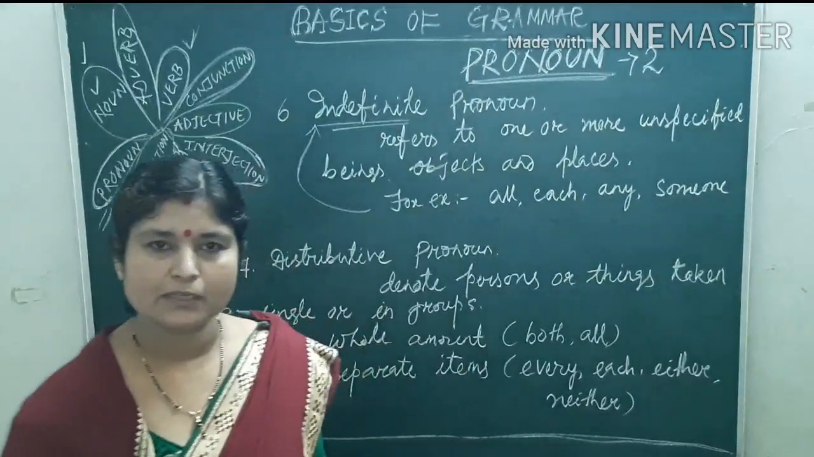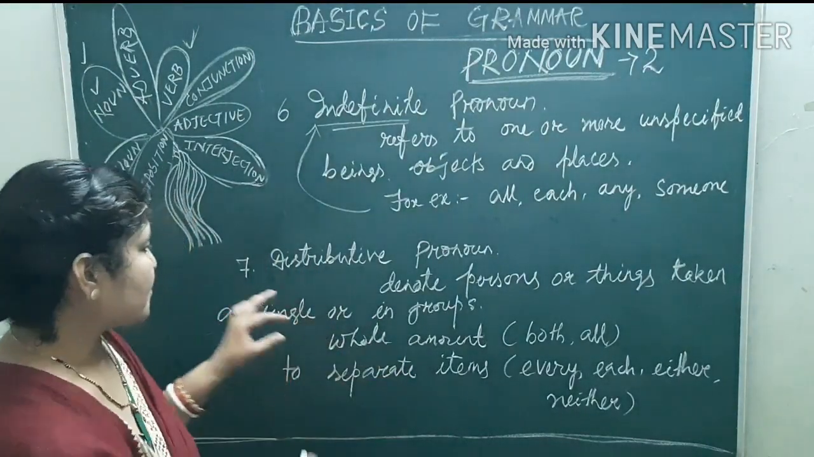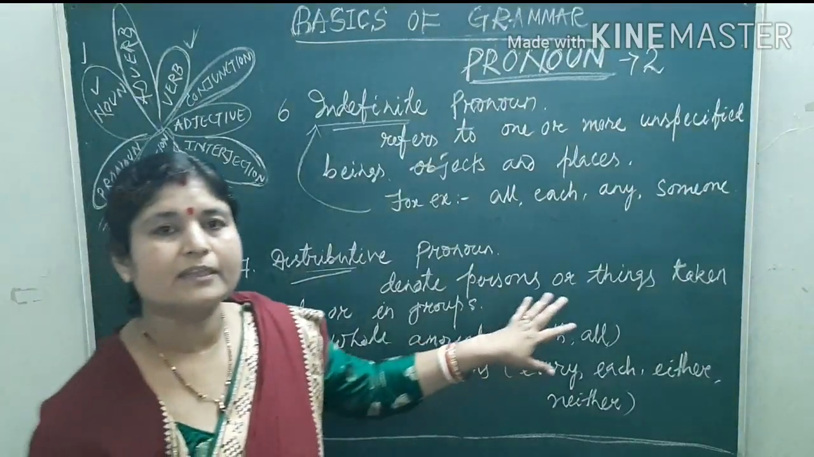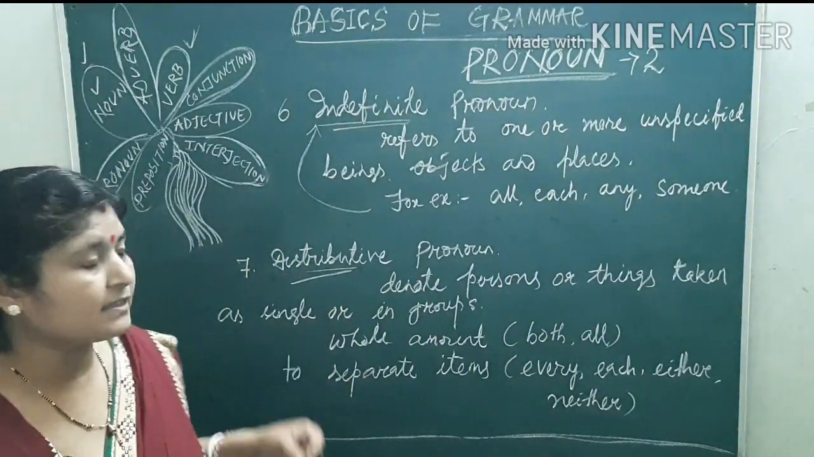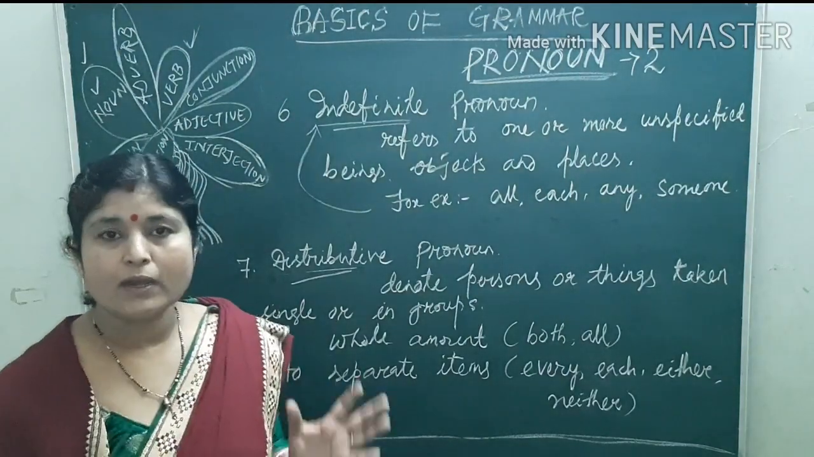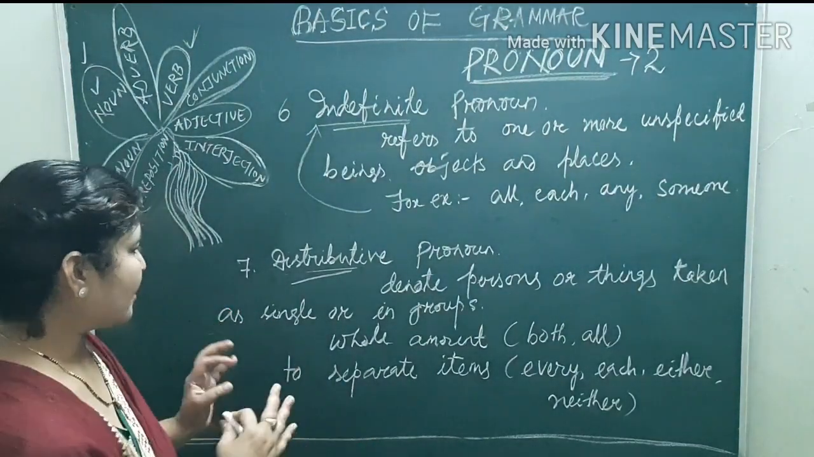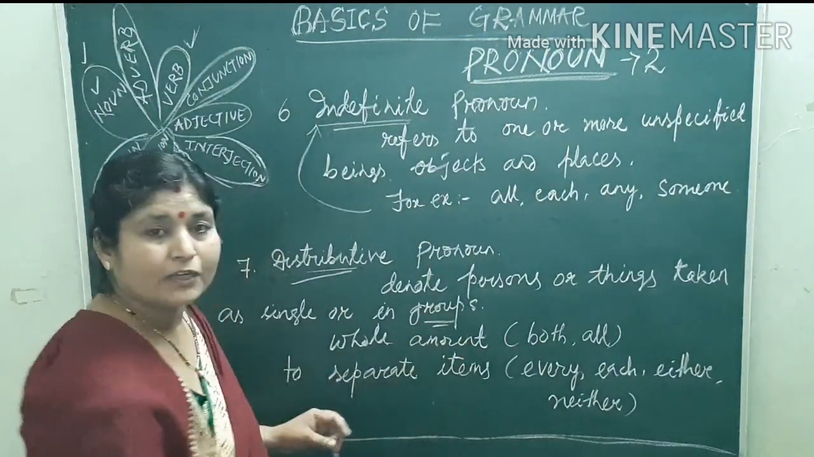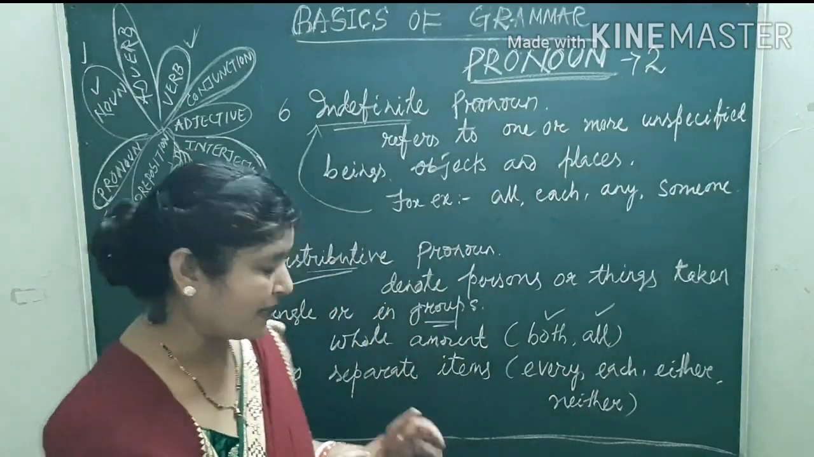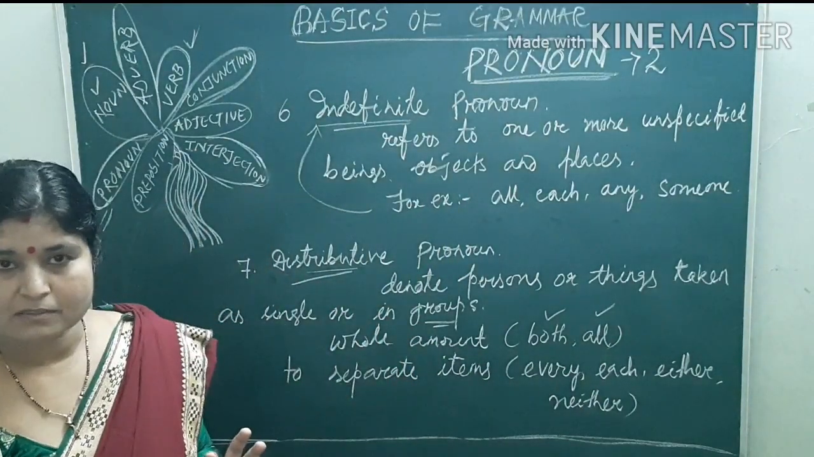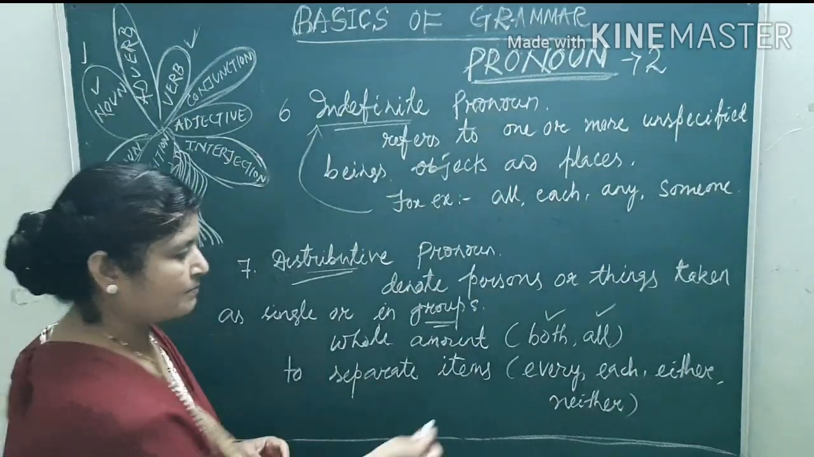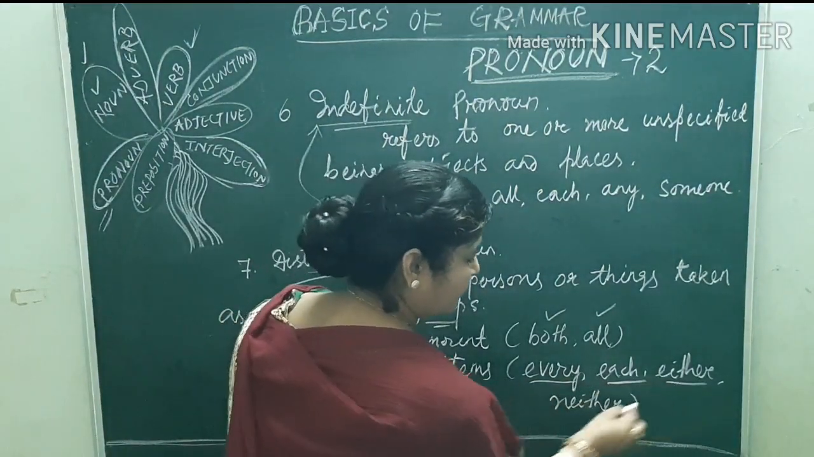Distributive pronoun means what? That distribution. It denotes persons or things taken as single or in groups. When we are taking the whole amount, when we are talking about groups, you are using both and all. But when it is separate items, when it is not in a group, then we are using every, each, either, neither.